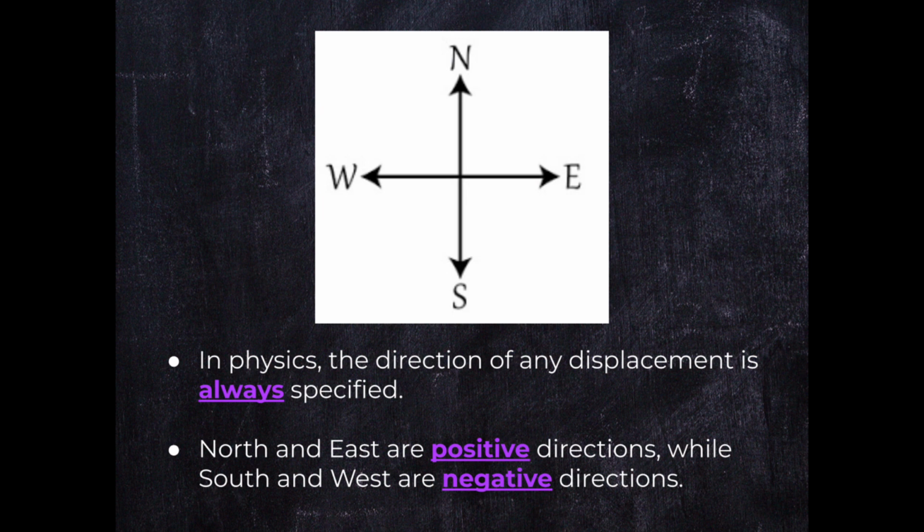I'm sure you're all familiar with your standard compass, with north, east, south, and west. These directions are used in calculations, so it helps to assign which are positive and which are negative. What I like to do is make north and east positive and make south and west negative. These rules will help us in the next question.